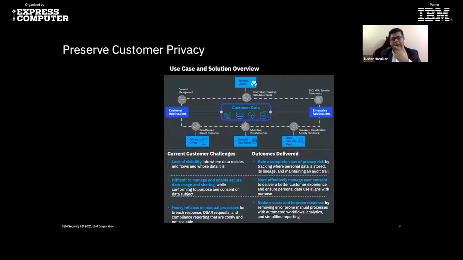And the third aspect is, how do we preserve the customer privacy? Now, in this, we are looking at the customer data, which is accessed by your internal users, by your customer-exposed applications, and also your internal applications, right? So how do you protect that data? Because if there is a data breach that has happened, you need to make sure that the data is still safe.